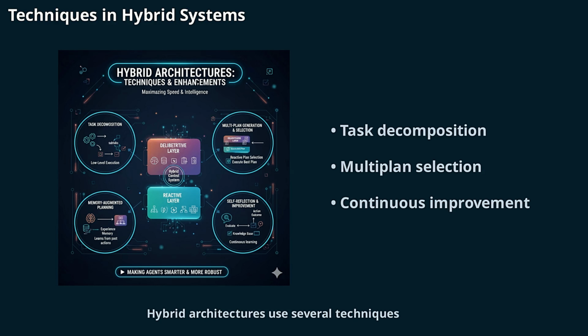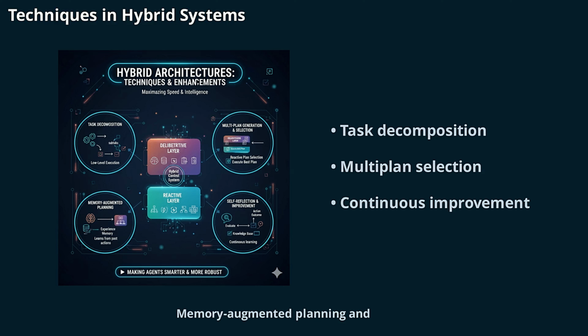Hybrid architectures use several techniques to leverage both layers effectively. Task decomposition assigns subtasks to the appropriate layer. The deliberative layer can generate multiple plans, while the reactive layer selects and executes the best one based on current conditions.